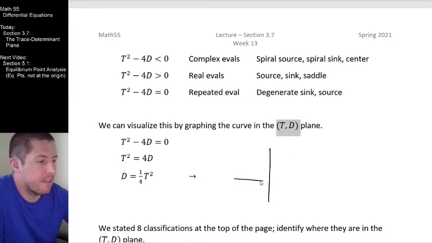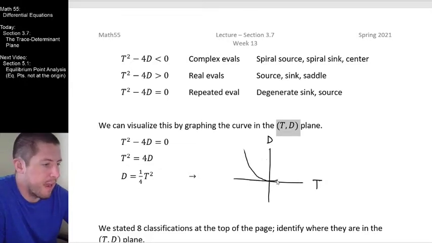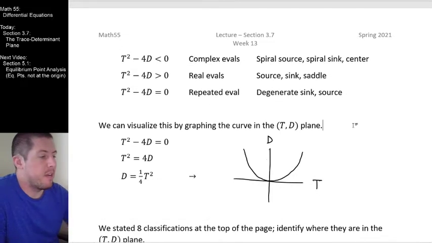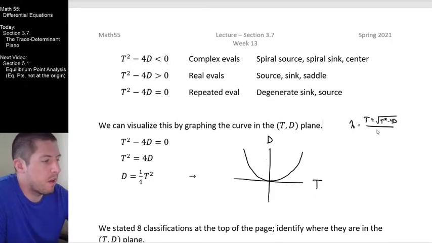It seems like in the trace determinant plane, we've got the trace axis, we've got the determinant axis, and it seems like there's going to be some parabola out there that's helping divide up our plane into classifications associated with the equilibria at the origin. Now, some things that I can see right away here, and I'm going to just rewrite our statement here. Lambda equals t plus or minus the square root of t squared minus 4d all over 2.